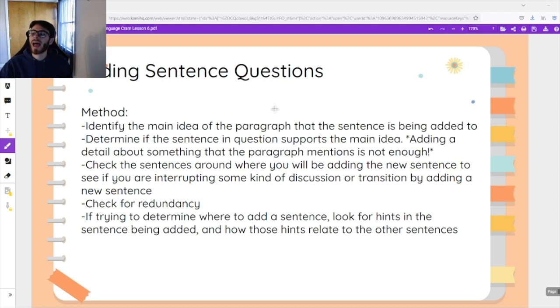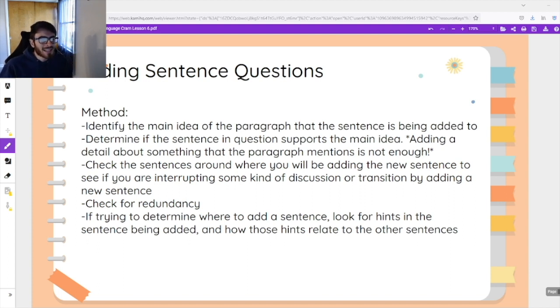Now, adding a detail about something that the paragraph mentions is not enough, right? Hang on, I had a really good example. Let me find it. Maybe I didn't. Did I? Okay, yeah. Here's my example.